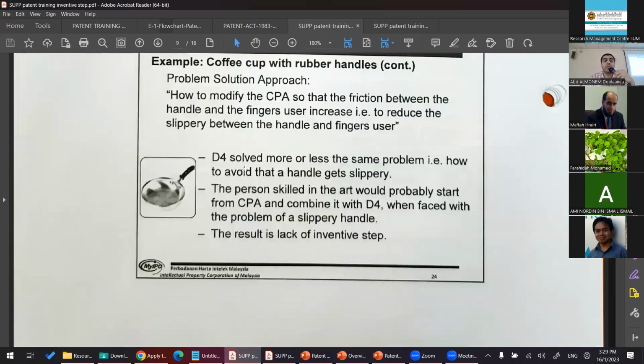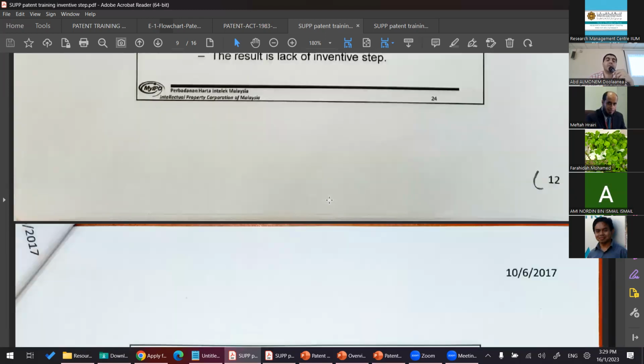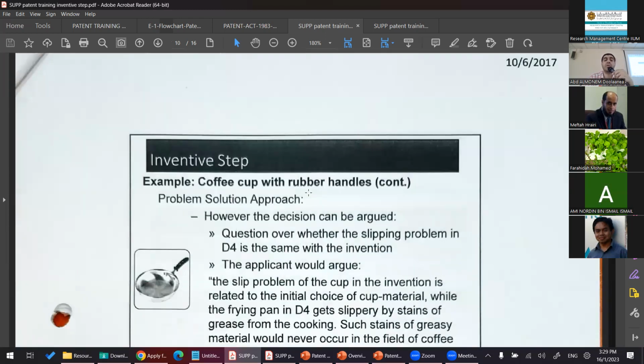Document 4 solves more or less a similar problem because it also mentions slipperiness and using oil and so on. So basically, it lacks inventive step against documents 1 and 4, which can also be used to attack the inventiveness of your application or invention.